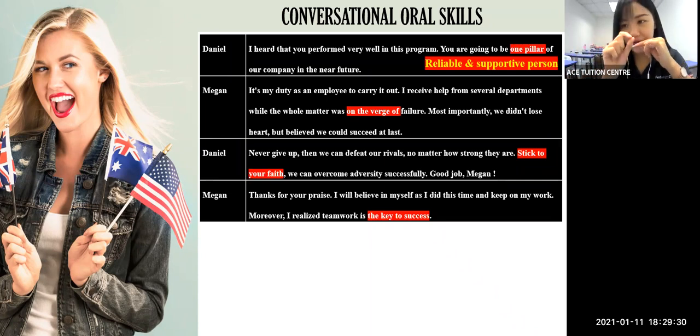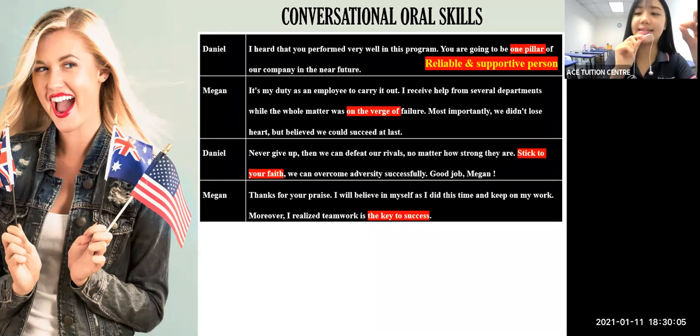All right. So once you have highlighted the word, you can write it above or below the word. The most common conversational English, the first one is called one pillar. The word pillar is a noun, someone who is reliable and supportive. So today, when someone says, hey, you are a pillar of your family, it is a very, very nice compliment. They are trying to compliment you. So one pillar, you are the reliable and supportive person. Understood. The second one, on the verge, I will teach you all later.